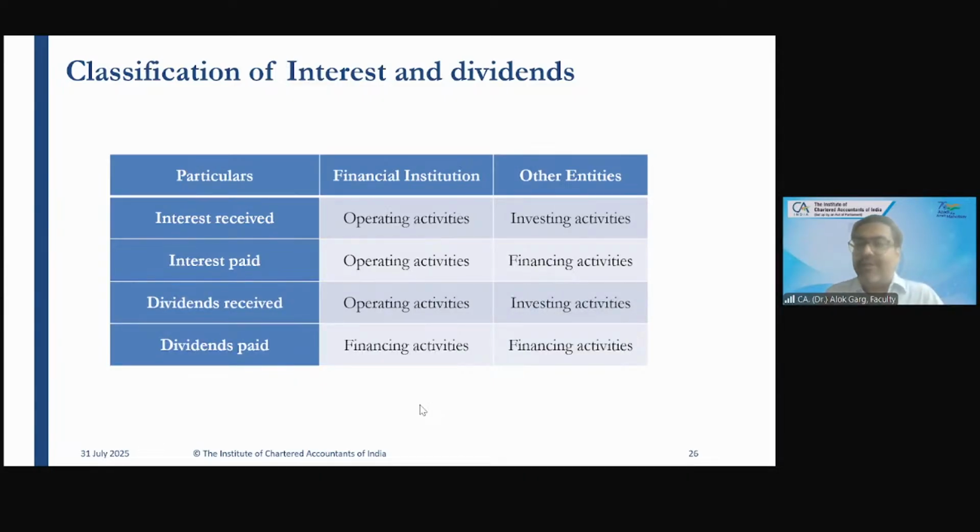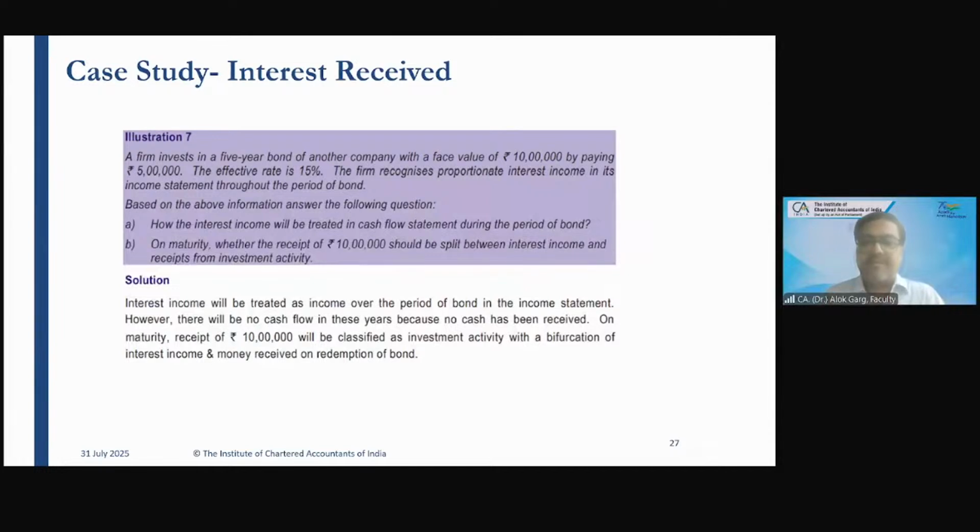Because they also have to give you returns, right? The bank is taking deposits from you at 7%, 8%, 9%. So how will the bank give you those kinds of returns? The bank is also investing in equity securities and in gilt securities. Yes, right, sir. Thank you, sir.